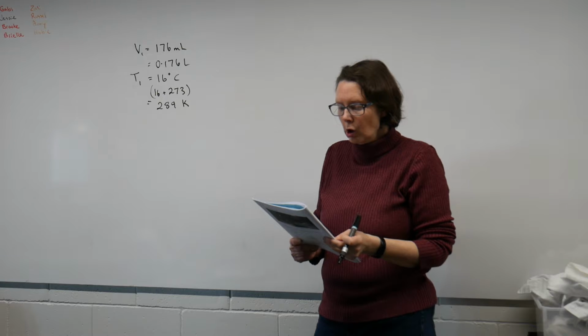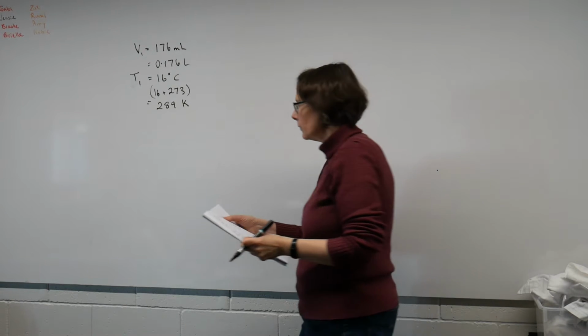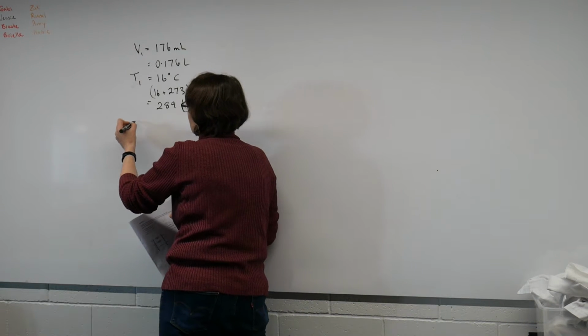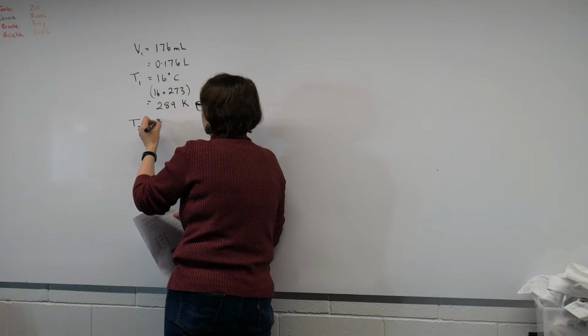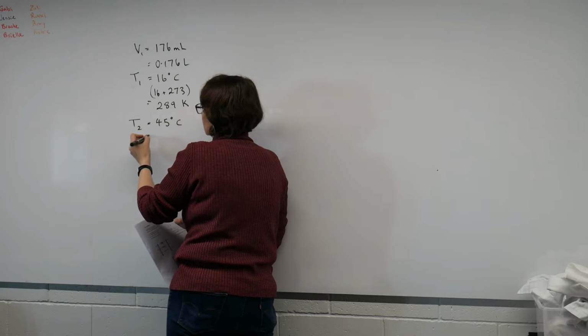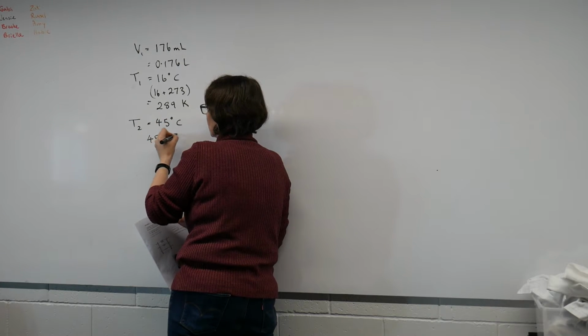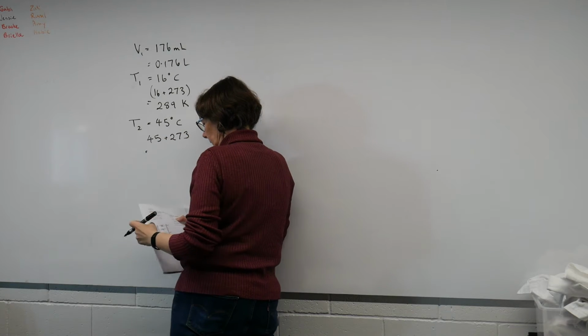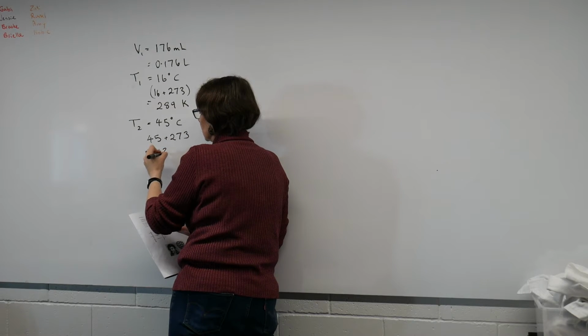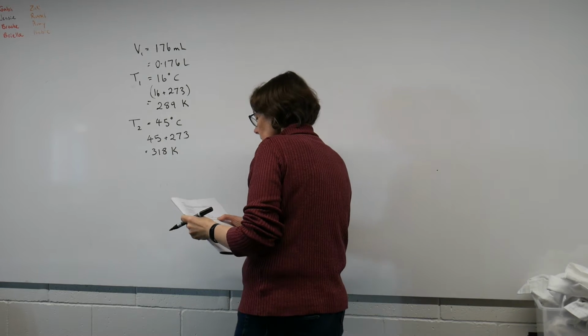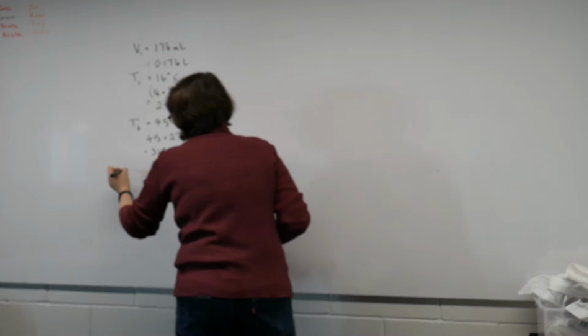What volume will it occupy if the temperature is increased to 45 degrees Celsius? So T2, 45 degrees Celsius, 45 plus 273 gives us 318 Kelvin. And we're finding the second volume.